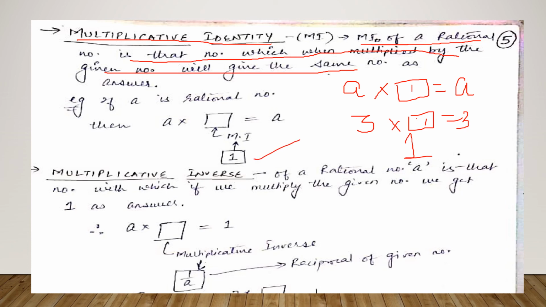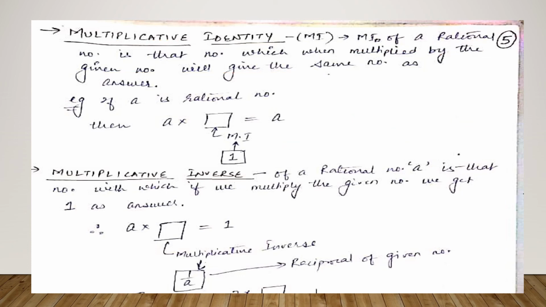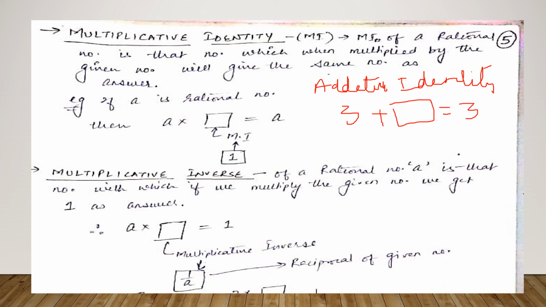Similarly, in the last class we studied about additive identity. What is an additive identity? Do you remember? Additive identity is that number which, if you add to the given number, you get the same number back. So can you tell me what number to be added to 3 to get back 3 as the answer? Very simple, 0. So additive identity is 0 and multiplicative identity is 1. I hope you got this.